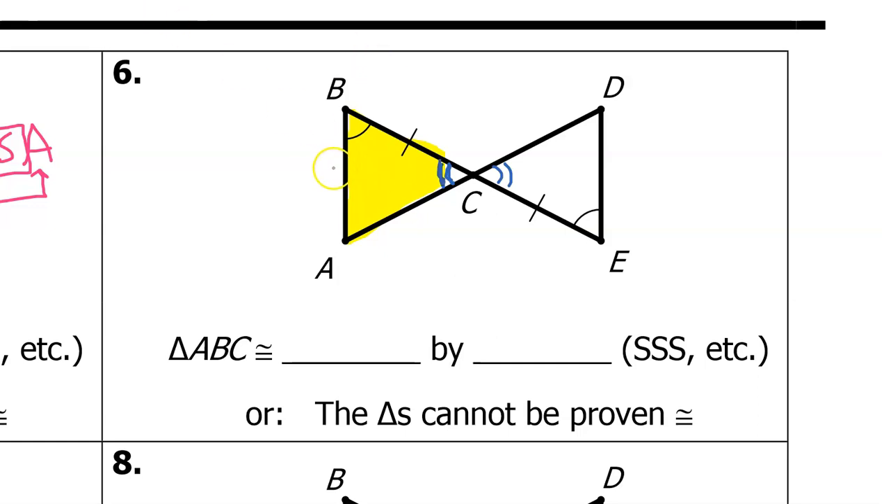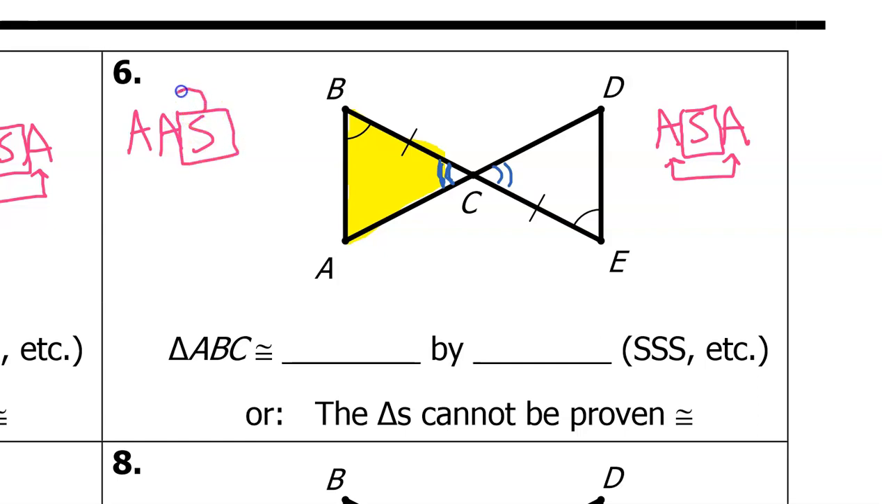What type of information do we have? I see two angles and a side. All right, so that means this is either angle, angle, side, or angle, side, angle. The difference depends on whether or not the side is between the two angles. That would make it angle, side, angle. If the side is not between the two angles, then it will be angle, angle, side, and we will say triangles cannot be proven congruent.